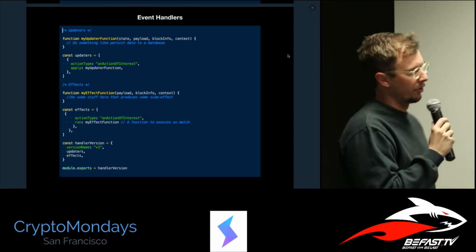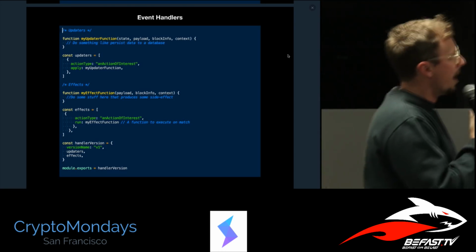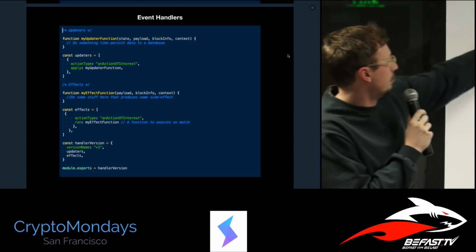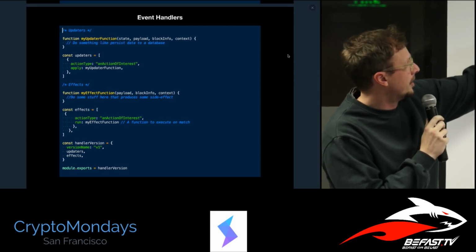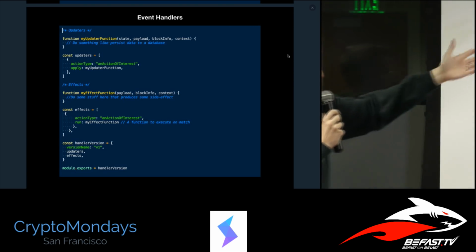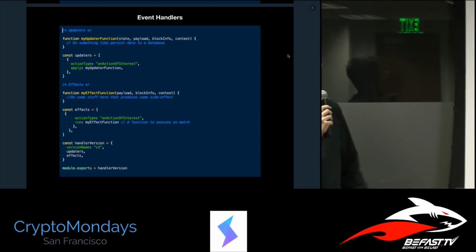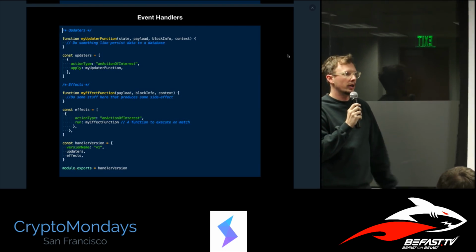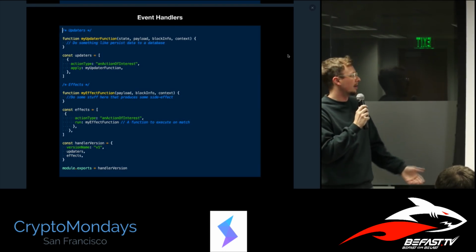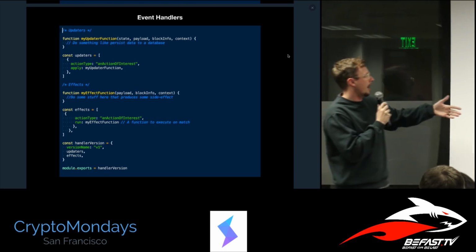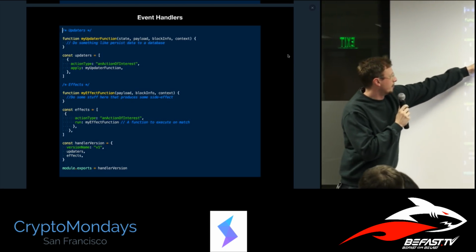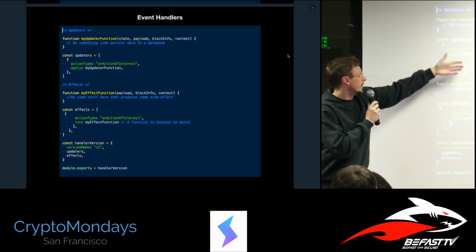I guess my mouse doesn't show up on the screen, so I'll walk over here. There's two main parts to one of these. You'll have an action type, and it'll be a string, and you just tell it the name of the action you're looking to match. So if it was a token transfer, it'd be eosio.token:transfer, and then a function that you want to execute.